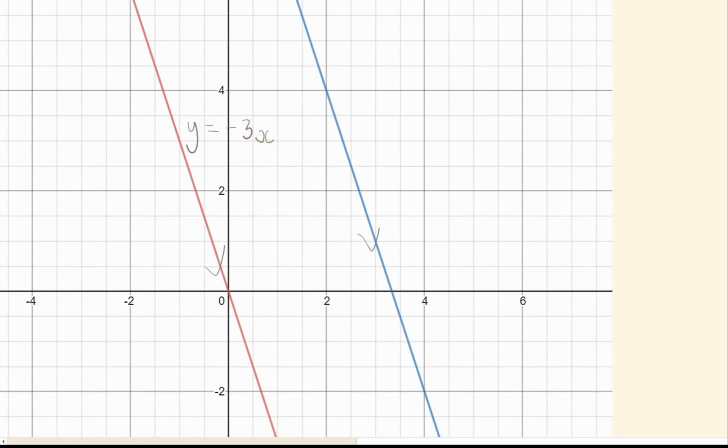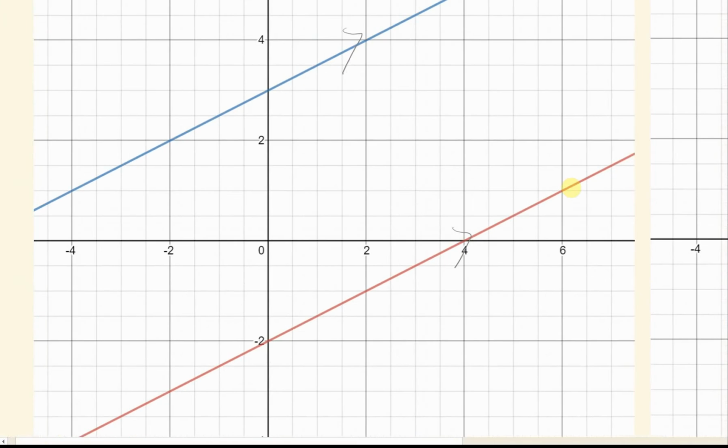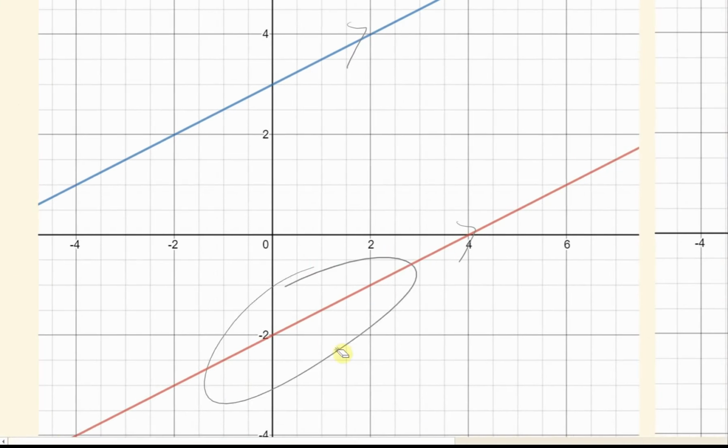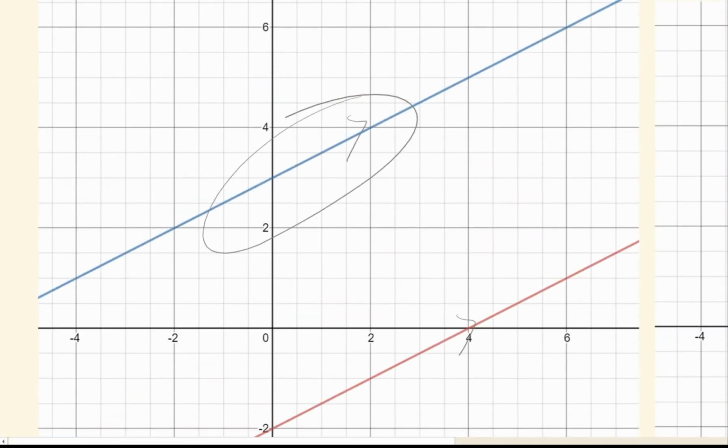So this is y equals minus 3x, and this is y equals minus 3x plus 10. So this number for the gradient will always be the same. And it's the same here. Here we have y equals a half x minus 2, and here we have y equals a half x plus 3.